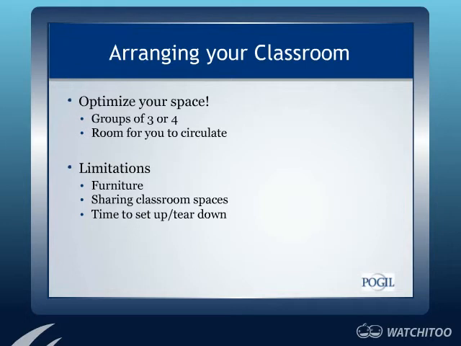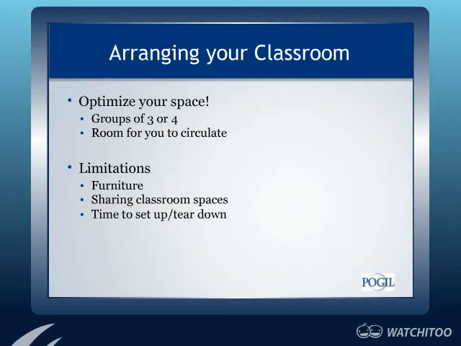So here we are with arranging your classroom. The very first point that I'm going to share is that you really need to optimize your space. Look around your room and think, how can you move things so that you can get kids together in groups of 3 or 4. That's what we recommend. Less than 3 is really just a pair. You don't get the same kind of synergy, and more than 4 becomes somewhat problematic depending on the level of your students. So 3 or 4 seems to work well.